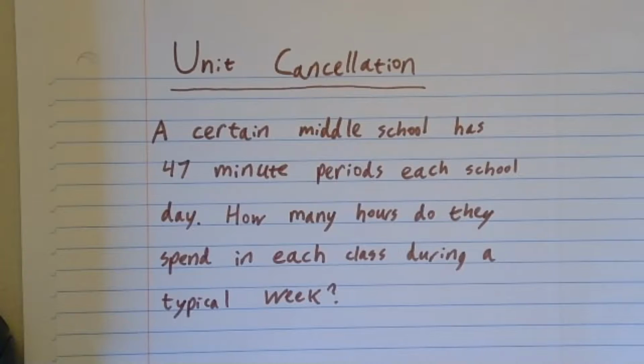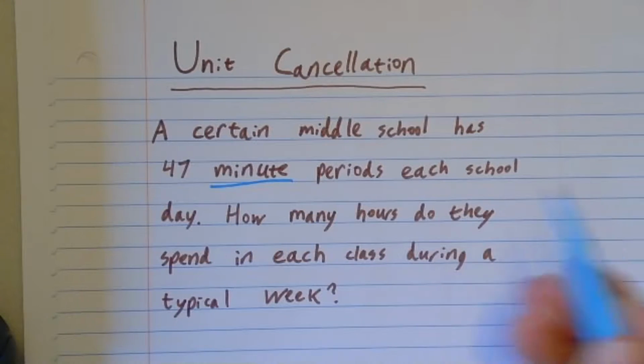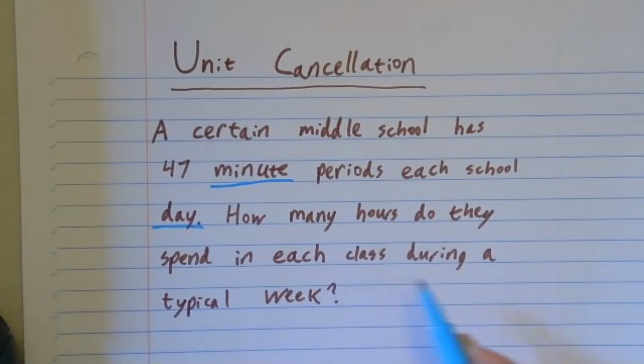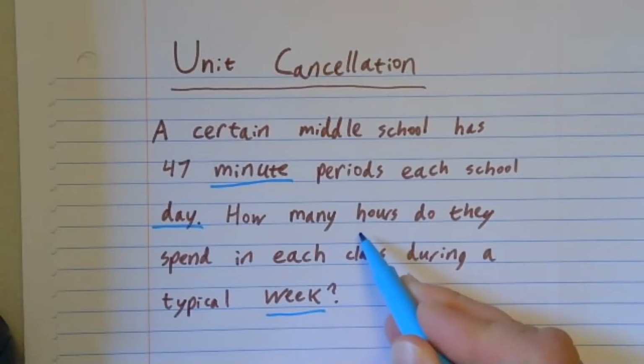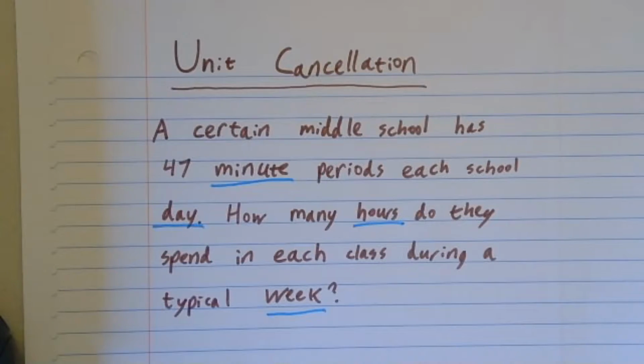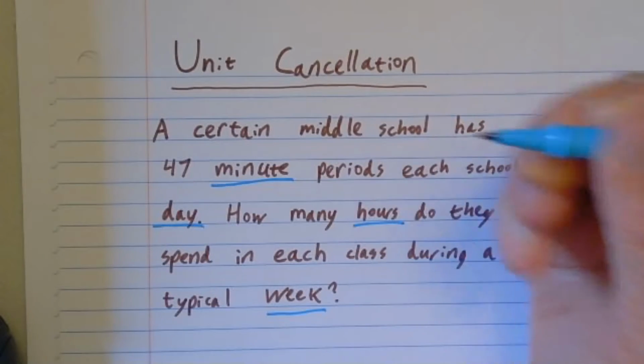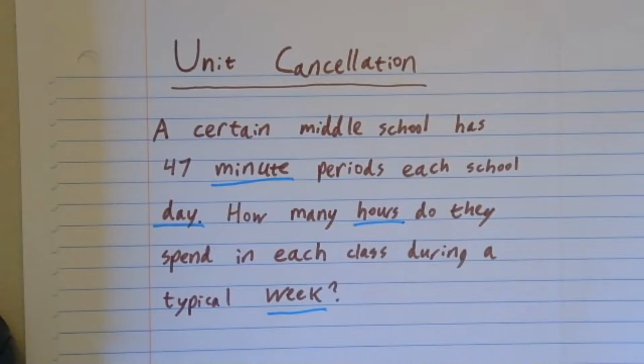So we're going to look at a specific question here. A certain middle school has 47-minute periods each school day. How many hours do they spend in each class during a typical week? So we've got a bunch of different units here. We've got minutes, we've got days, we've got weeks, and we've got hours. So we've got a lot of converting to do because we start out knowing minutes per day and we end up needing to know hours per week.